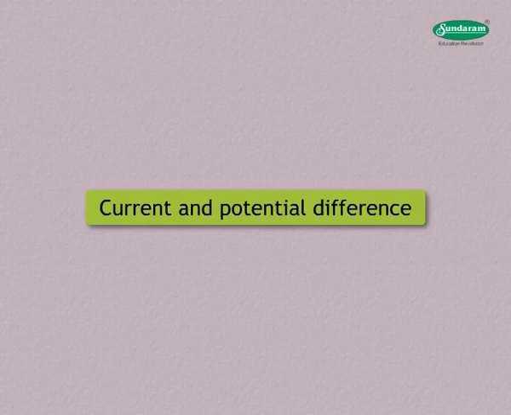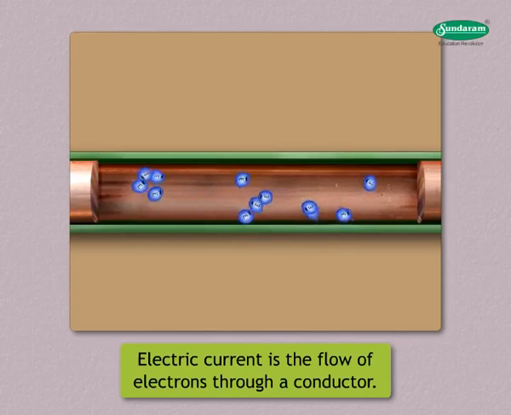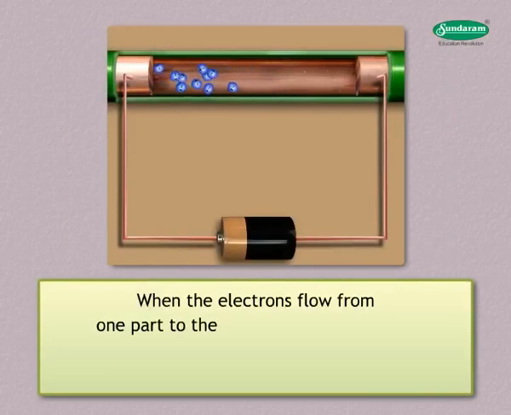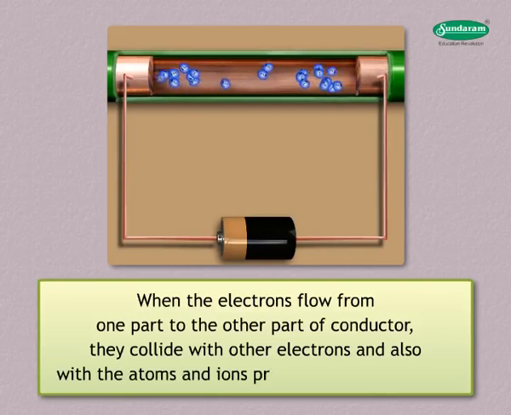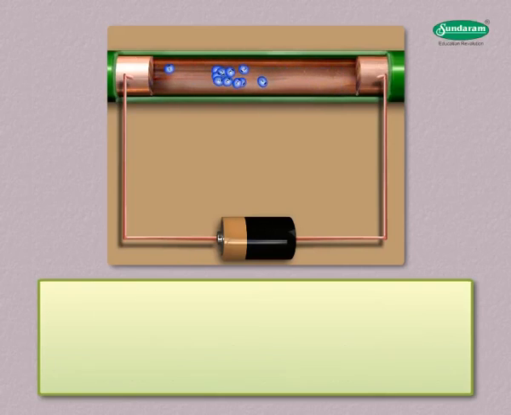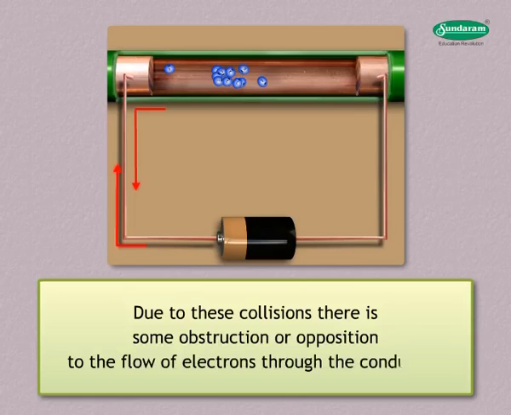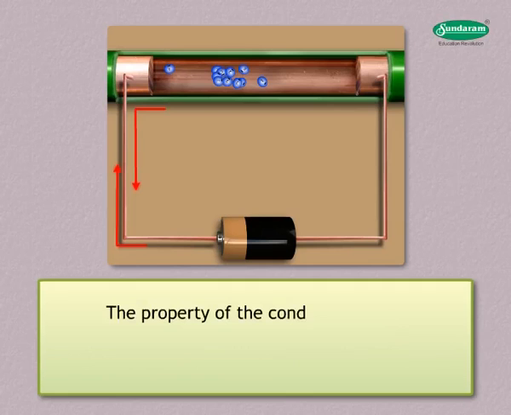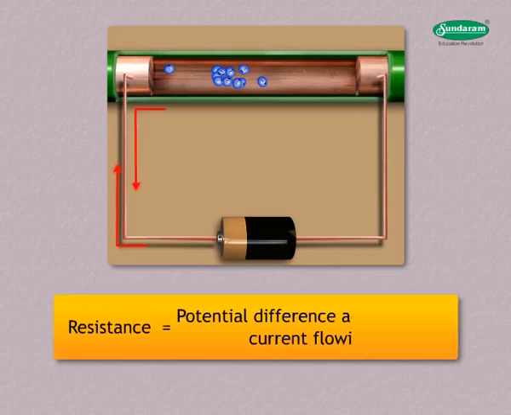Till now we have studied current and potential difference. Let us find the relation between them. Electric current is the flow of electrons through a conductor. When the electrons flow from one part to the other part of the conductor, they collide with other electrons and also with the atoms and ions present in the conductor. Due to these collisions, there is some obstruction or opposition to the flow of electrons through the conductor. The property of the conductor due to which it opposes the flow of current through it is called resistance. It is numerically equal to the ratio of potential difference across its ends to the current flowing through it.